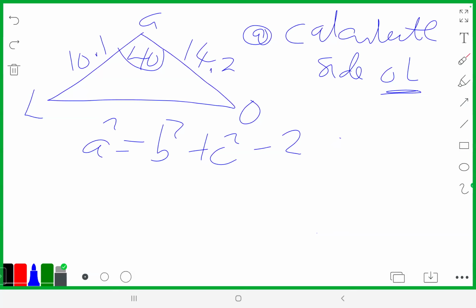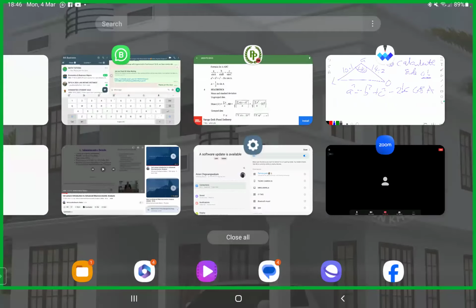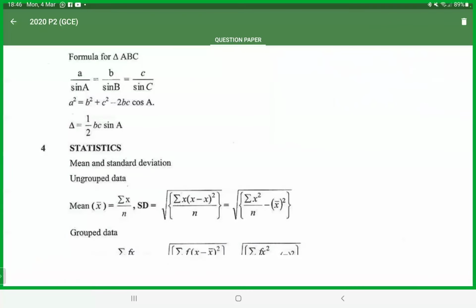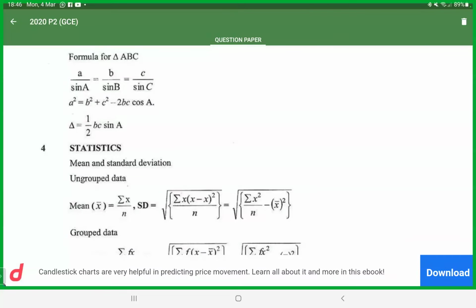Okay, I was just sharing this screen. Sorry, I had a network problem. So I was saying that a squared is given by b squared plus c squared minus 2bc cos A. Do you remember this? Exactly. So that's what we said.